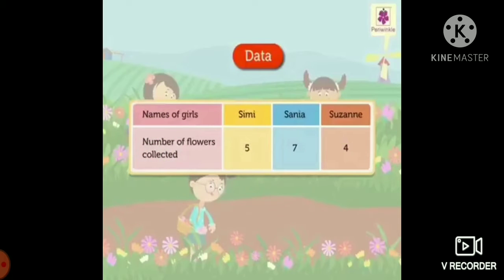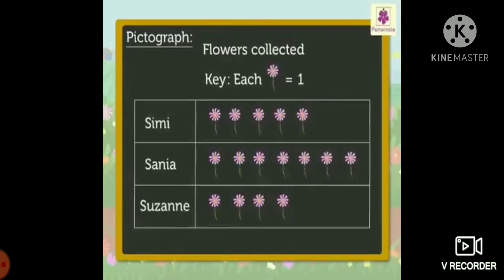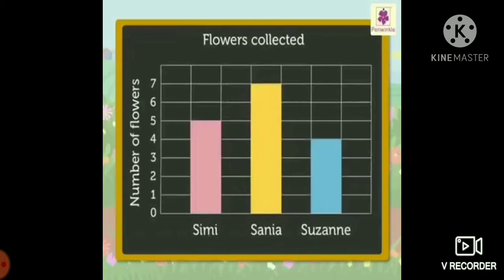The data is the names of girls and the number of flowers collected by those persons: Semi, Sania and Sujana, and their number of flowers. In a data, first is the title, flowers collected, that is the title, and the labels along the x-axis and along the y-axis are called labels.